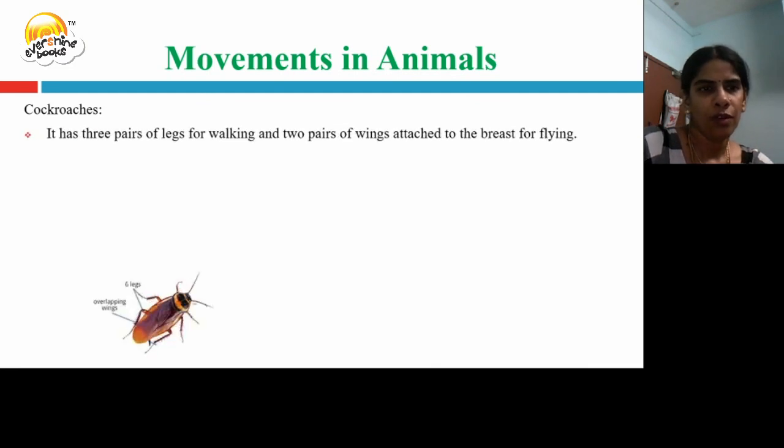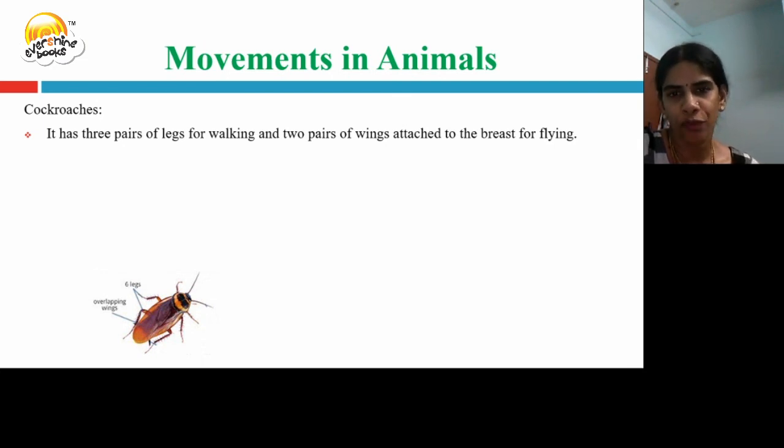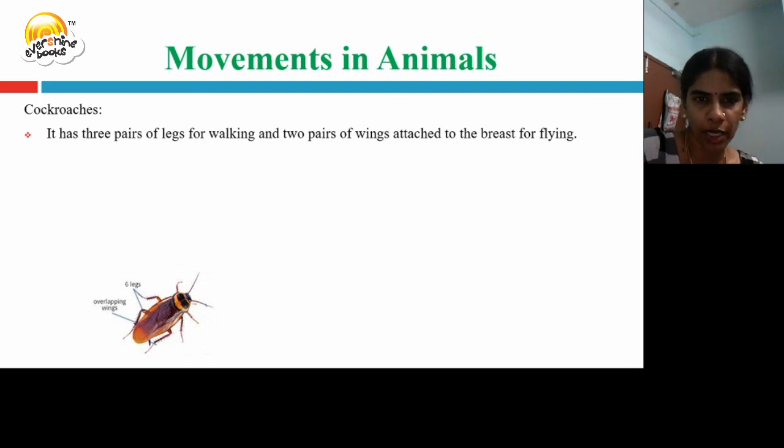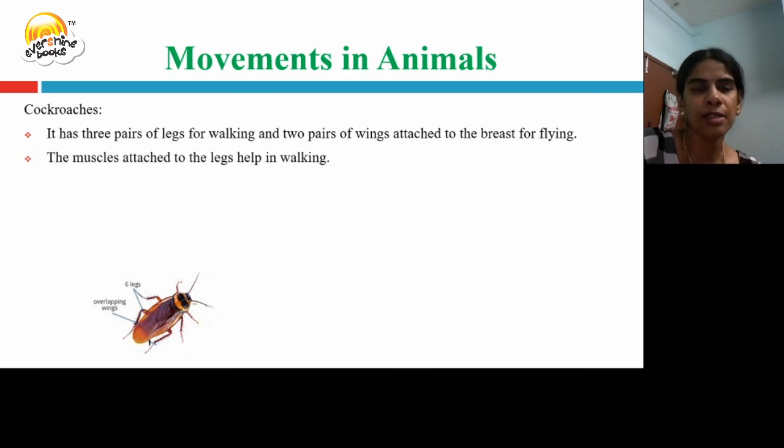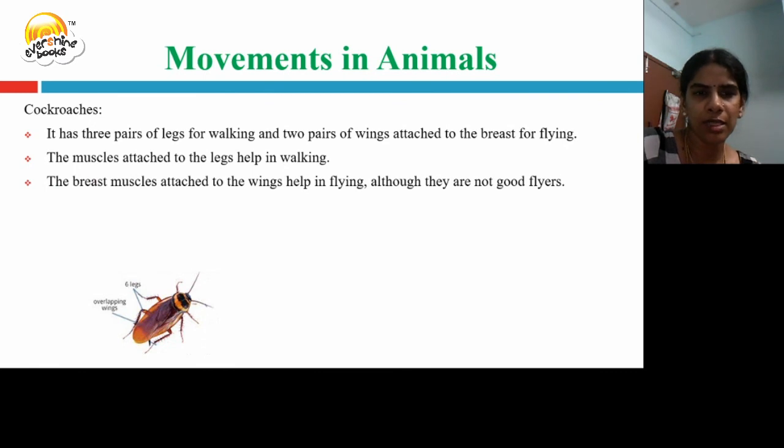Cockroaches. We have seen that the cockroach has three pairs of legs for walking. Two pairs of wings are attached to the breast for flying. Okay, so totally there are 6 legs, of which 3 pairs are meant for walking, and 2 pairs of wings are meant for flying. The muscles attached to the legs help in walking. Breast muscles attached to the wings help in flying, but they cannot fly for much time.